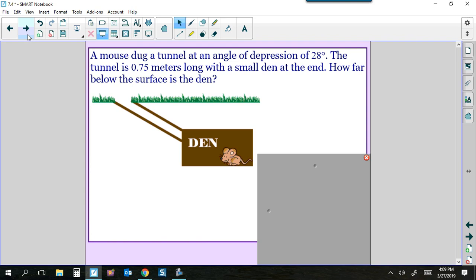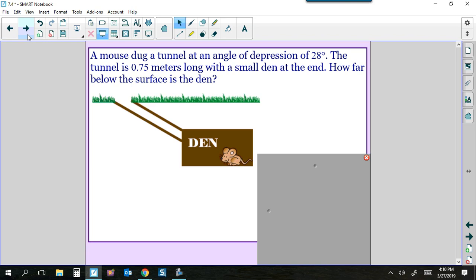All right, here we go. Now we're going to actually see this vocabulary word show up in a problem. So the mouse dug a tunnel at an angle of depression of 28 degrees. It's very smart. That is a smart mouse. He knew what that angle of depression was. The tunnel is 0.75 meters in length, so 3/4 of a meter, and then it's going to a small den at the end. How far below the surface is the den?